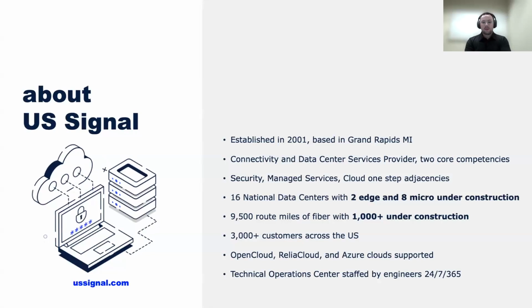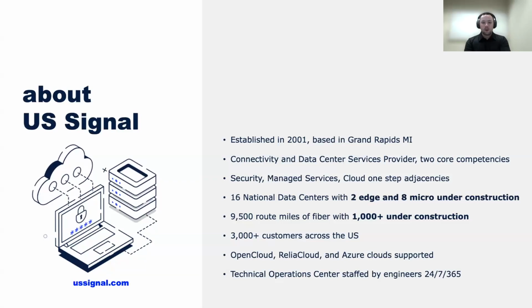And a bit about US Signal. We are a data center infrastructure and network provider based in Grand Rapids, Michigan. We were founded in 2001. Again, we view our core competencies as a business as really connectivity to the data center and between the data centers. Security, managed services and cloud are what we consider our one-step adjacencies. So one of our imperatives is that we don't stray too far from the core. We want to be the best at what we do. We're not trying to be everything to everybody.